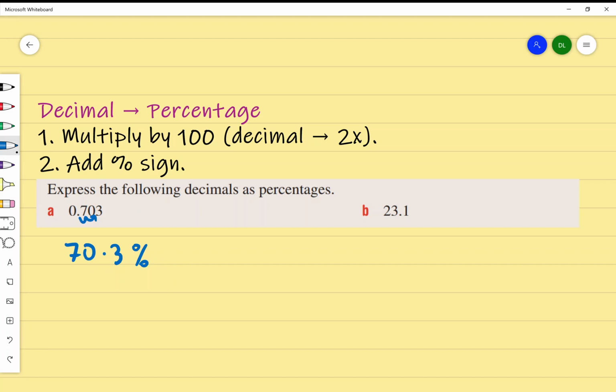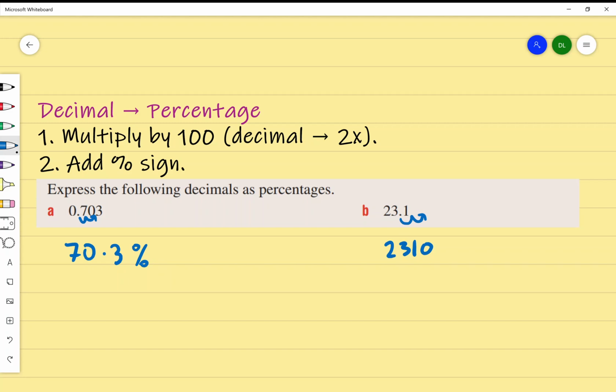No? Okay. 23.1. Is that greater than 1? It is. So should we get something greater than 100%? We should. Let's do it. So 23.1, I'm going to move the decimal place to the right 2 times. So that's 1, 2. And we end up with, what's my new number, Taylor? 2,310. And we can leave the decimal place there, but we like to get rid of it to make it look nice. So 2,310, am I done, Oscar?